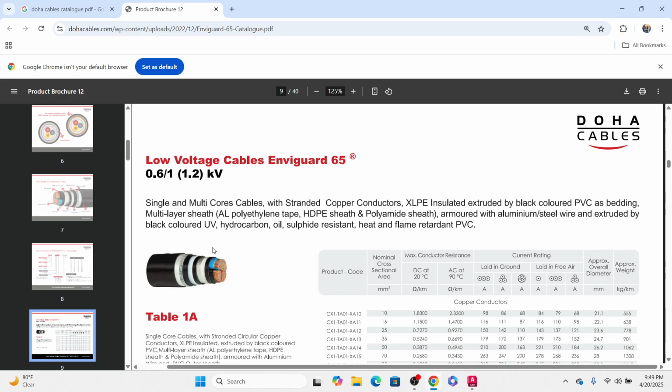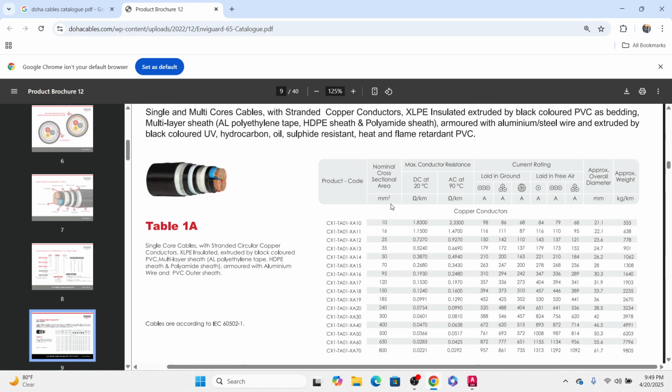You see 1, 2, 3, 4. So single and multi-core cable. What we need is this one, the approximate overall diameter. This is what we want. So this is 10, meaning each one is 10. 4 core 10 means 10 square millimeter cable, actually: 1, 2, 3, 4. We will mention 4 core 10 too. So we have to take this size. This size is the important one.